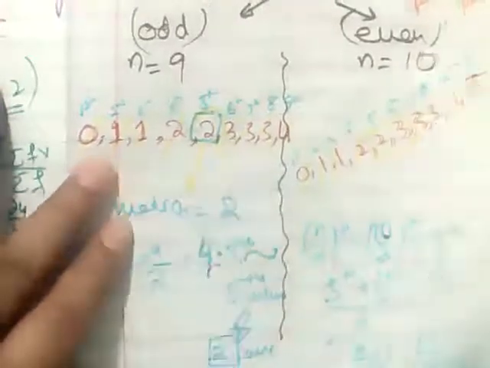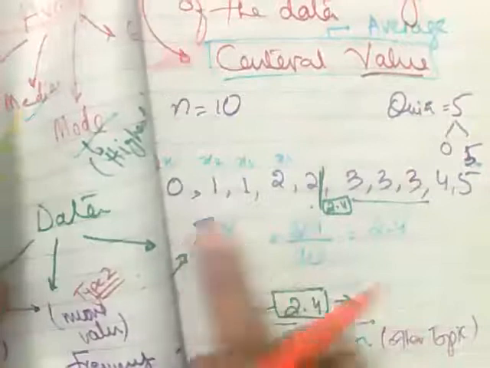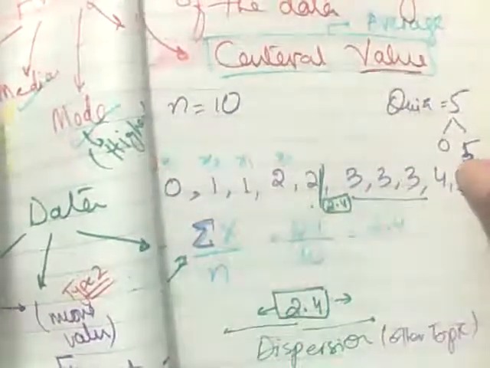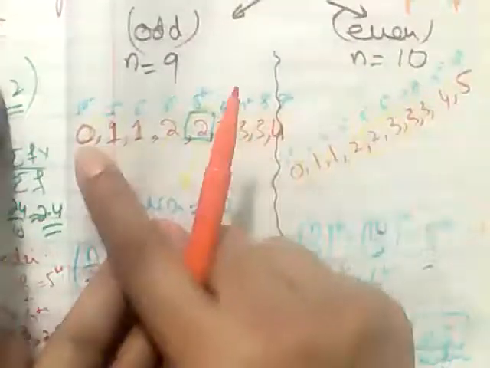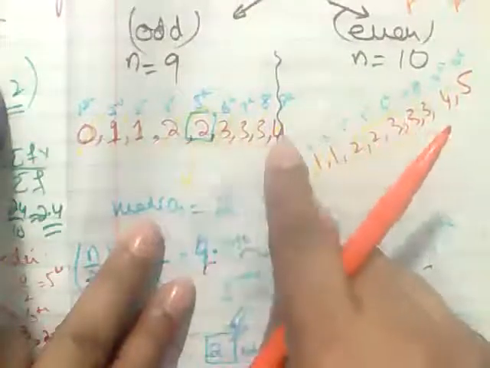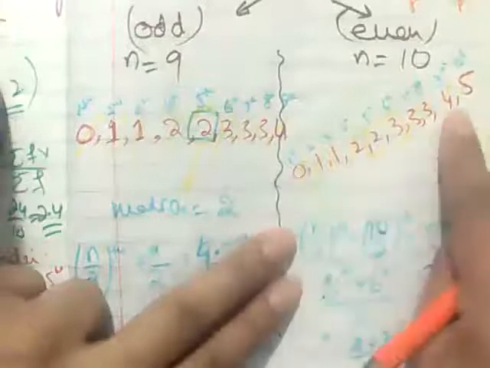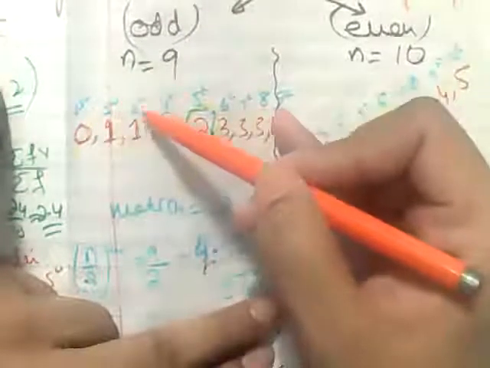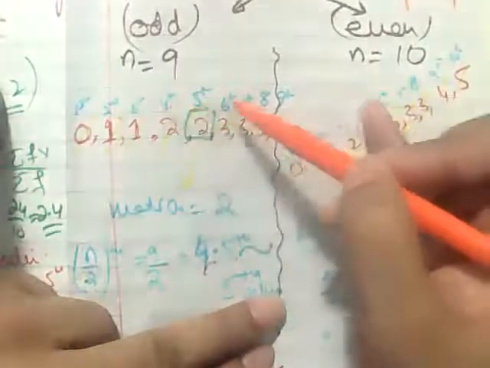I copied the same previous question, but there are 10 students now. I just skipped this one over here. So 0, 1, 1, 2, 2, 3, 3, 3, 4. And here I wrote the same 10 values, 10 marks. This is the first, second, third, fourth, fifth, sixth, seventh, eighth, ninth value. And there are 10 values here.